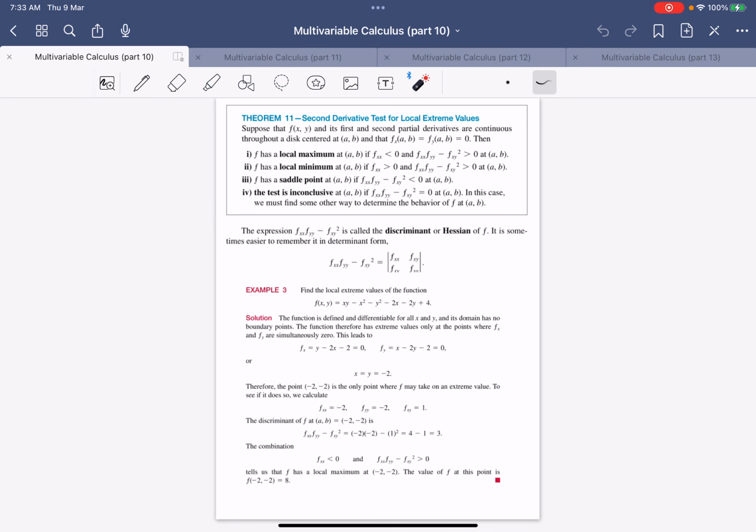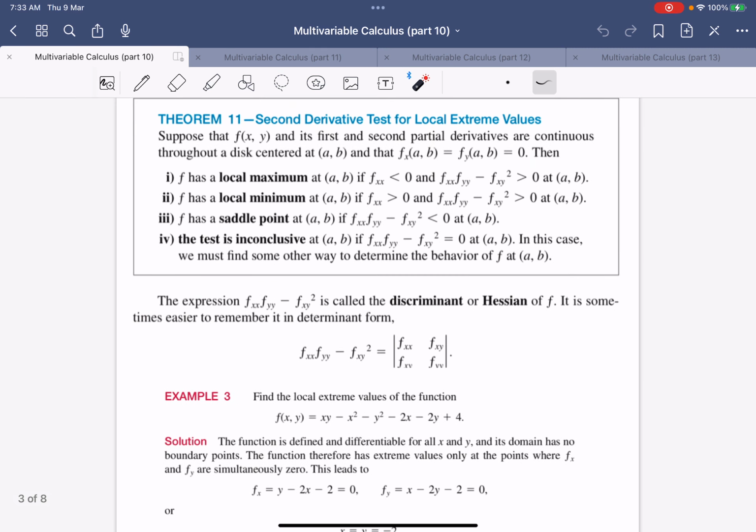Next, we move on to using the second derivative test, and in this case it really is using this property of the discriminant, or you can call it the Hessian of a function. What it says is that f has a local maximum if, first of all, your second partial derivative with respect to x, fxx, is less than 0, and your Hessian is larger than 0.